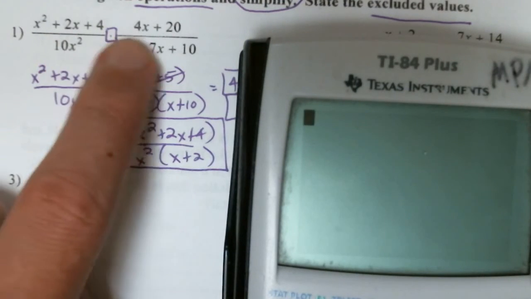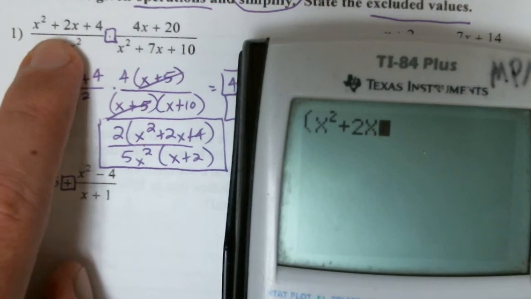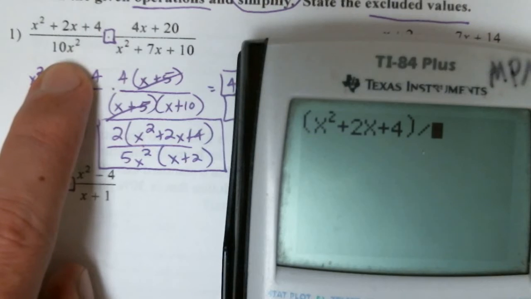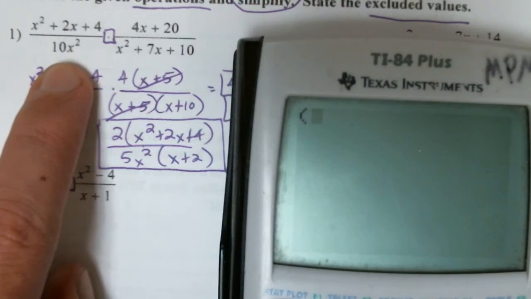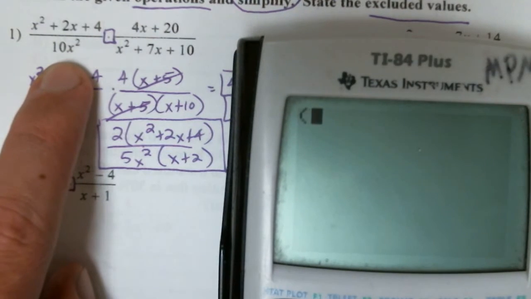All right, so I've got a whole bunch of stuff. If you've got multiple terms, you need to put all this in parentheses. So I'm going to go parentheses, x squared plus 2x plus 4, close the parentheses, divided by, I've got to put that in parentheses too, because technically it's two things. I've got a 10 attached to an x squared. Parentheses 10x squared. Okay, take 2. X squared plus 2x plus 4 divided by parentheses 10x squared. Oh my goodness. Okay, all right, take 3. X squared plus 2x plus 4 divided by 10x squared, close the parentheses. Okay, we can do it.